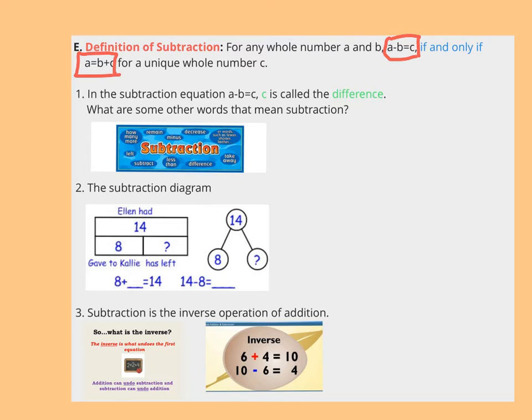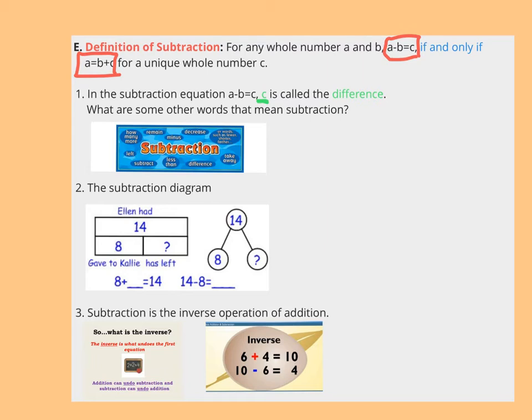So some key terms here in the subtraction equation, a minus b equals c, the letter c is called the difference. So the answer we get in the subtraction is called the difference. Some keywords that mean subtraction for us are how many, left, subtract, remain, minus, decrease, fewer, shorter, farther, take away, difference, less than. So we have lots of different words that we can use to indicate subtraction.